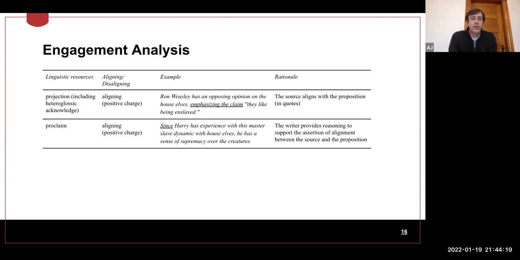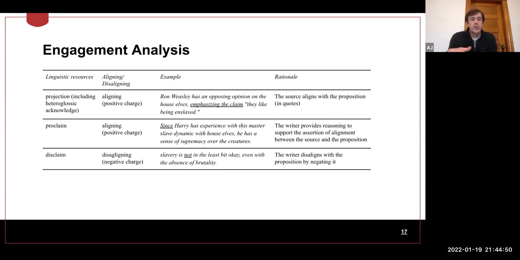The next linguistic resource, and again, these are coming from Jagen's methodology, is proclaim. In this example, we have, since Harry has experience with this master-slave dynamic with house elves, he has a sense of supremacy over the creatures. So here, the source is aligning with the proclamation because the writer is providing reasoning to support that connection.